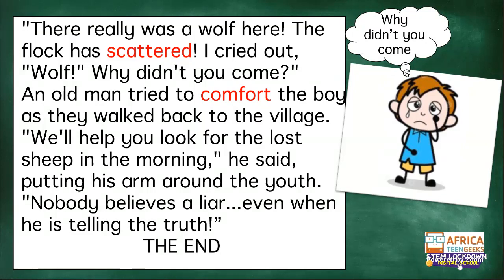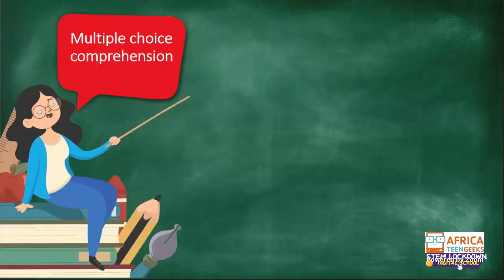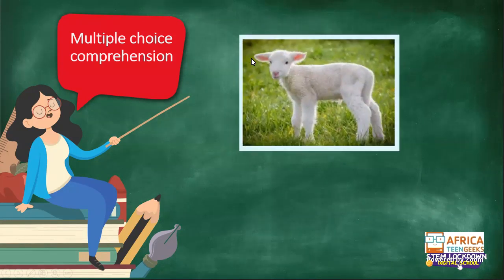That was excellent reading. Right, so I'm hoping that that boy learned his lesson. I think he might have learned his lesson. But now let's see how much you remember about the story. Okay, so we're going to learn about a special type of comprehension called multiple choice. They ask you a question and they give you 4 answers and you've got to choose the right one.